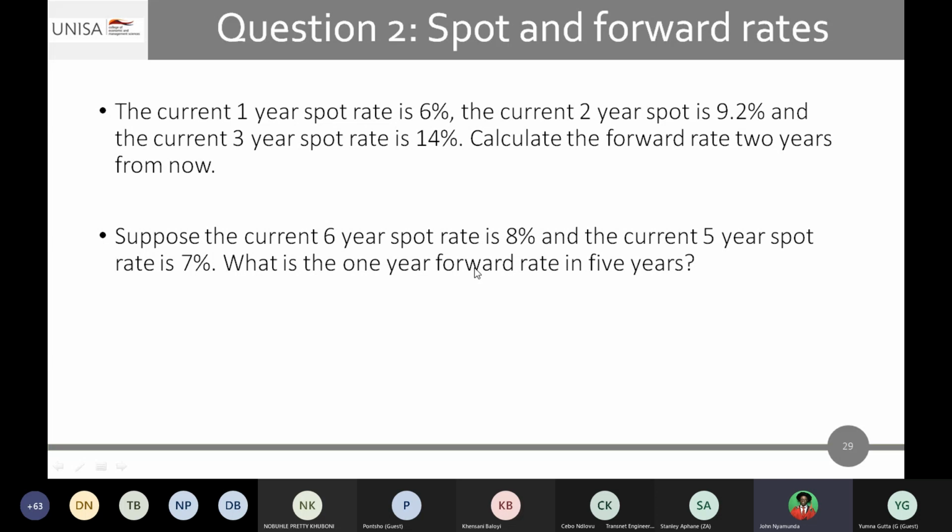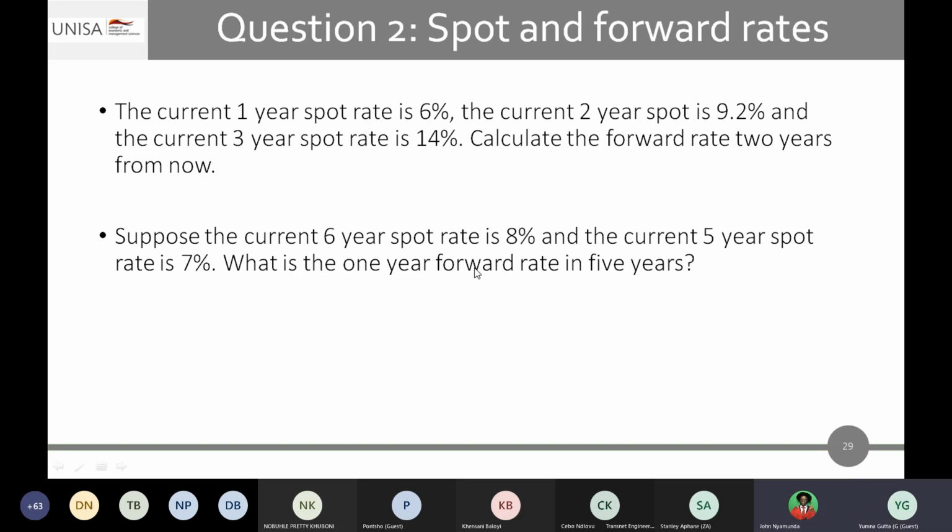There's no formula. You just have to know the steps. For spot rates and forward rates, you have to know the steps because there's no clear formula which you can follow. Only the steps. Okay, Dr. Nyamunda. Which makes it difficult. That's why I was confused. There's no set formula.